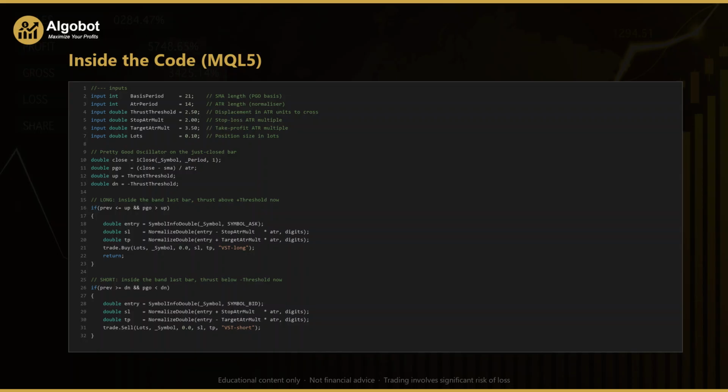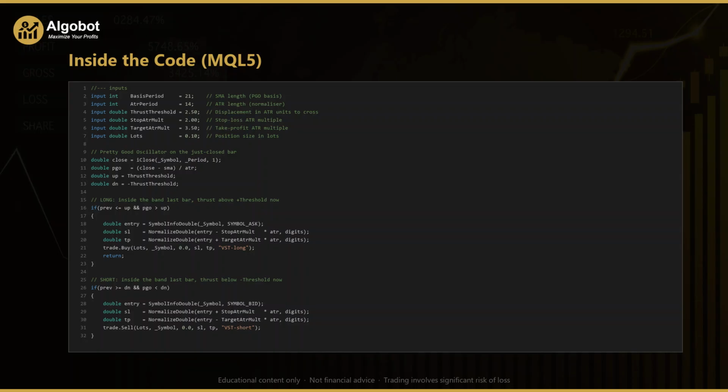Now look at the long block. The condition reads, if the previous value was at or below the upper threshold, and the current value is now above it, that is the fresh upward cross. When it's true, entry is taken from the ask price. The stop loss is placed 2 ATR below, the take profit 3.5 ATR above, and the code calls trade.buy with those levels.